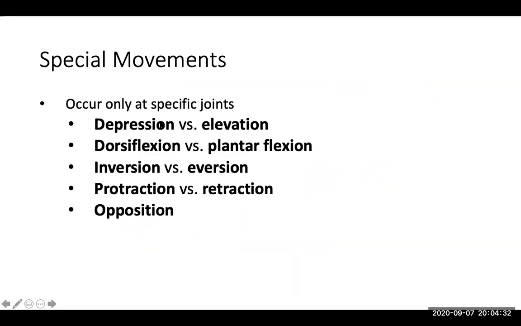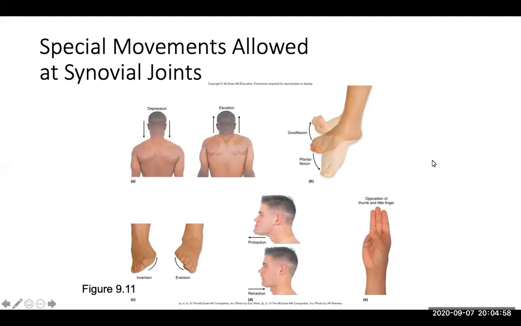Special movements: we have depression, elevation, dorsiflexion, plantar flexion, inversion, eversion, protraction, retraction, and opposition. Many of the muscles and bones and structures that you are learning in lab might have elevator or elevation as part of its name, and that will help tell you what it does. Dorsiflexion, there might be some things that have a dorsiflexion component to it, or plantar flexion.